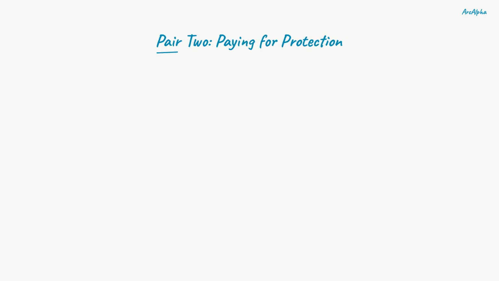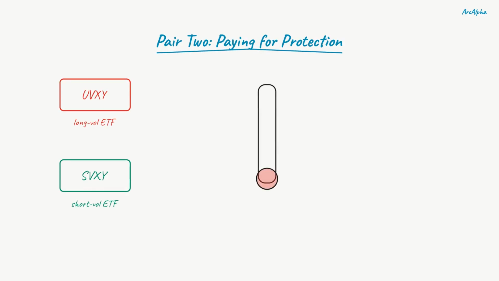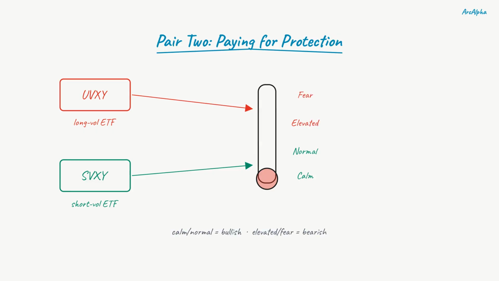Second pair both read how much is being spent on hedges. First, VIX regime. Volatility ETFs move against each other depending on whether the market is paying up for protection or selling it. The reading gets one of 4 labels: calm, normal, elevated, or fear. Calm and normal are bullish for equities, elevated and fear are bearish.